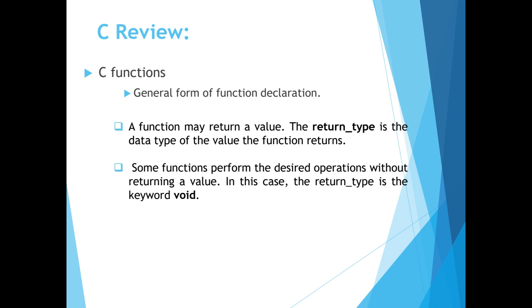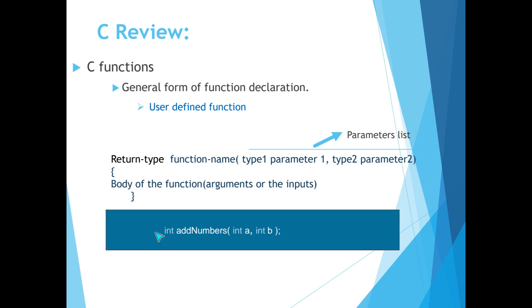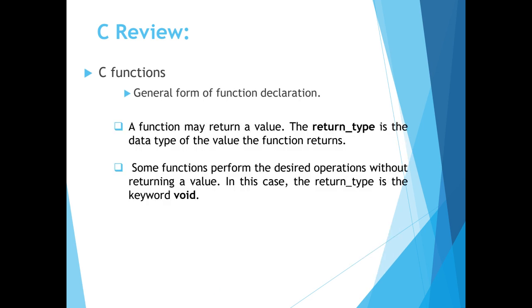In the rest of our discussion, as you saw in user-defined functions, we had a return type at the start of the function. A function may return a value. For example, about these types, we had a return type, and the return type for this one was double, or for example, about this one was int.